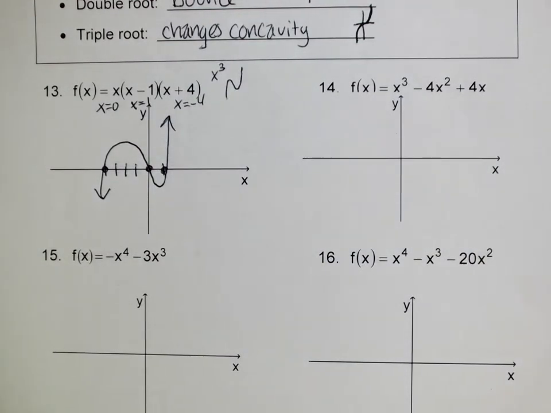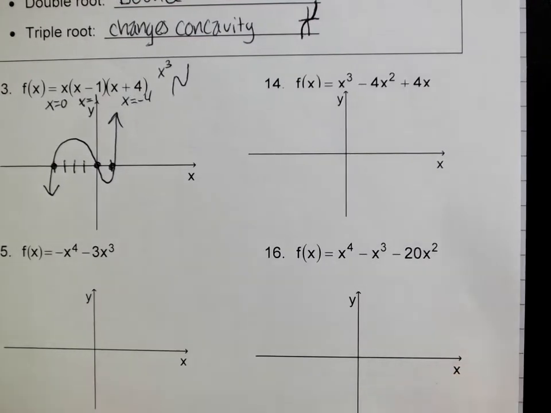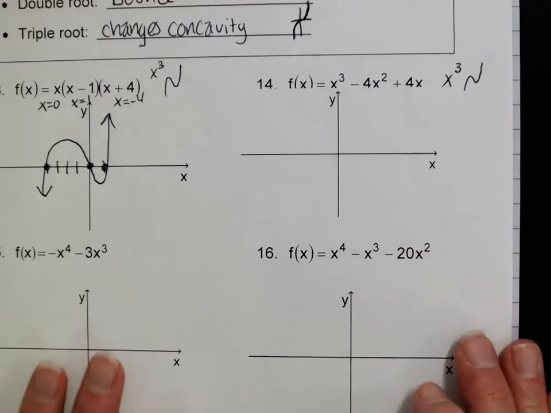We're going to change the game here just a little bit. Notice this equation is not factored out. So that's the very first thing you're going to have to do, is find your roots or your solutions. Okay, I can already tell you that this is a positive x to the third graph, so it's going to kind of look like this.